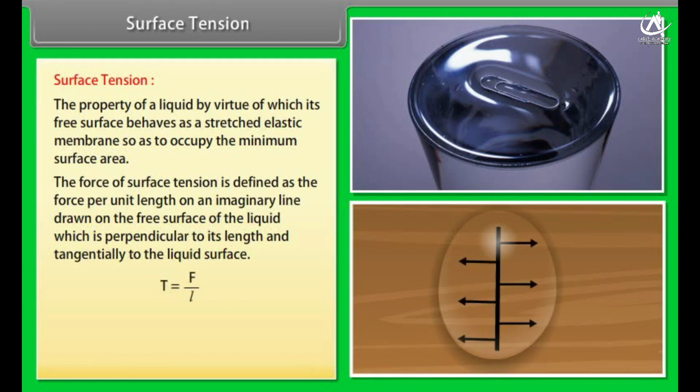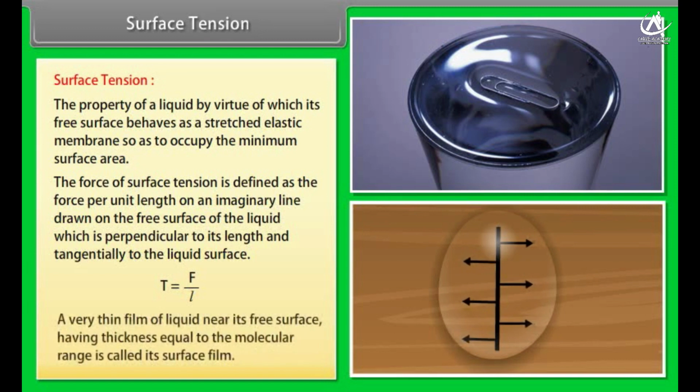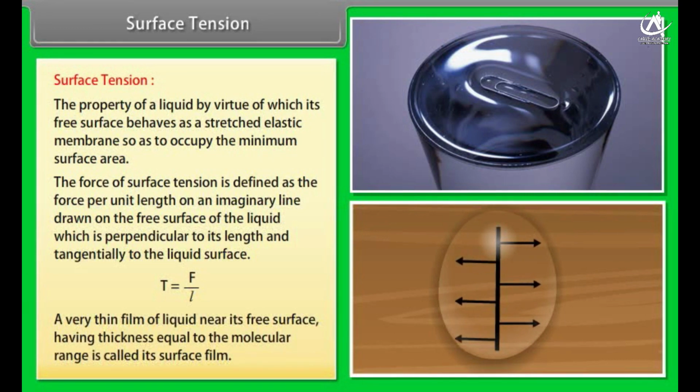T is equal to F by L. A very thin film of liquid near its free surface having thickness equal to the molecular range is called its surface film.